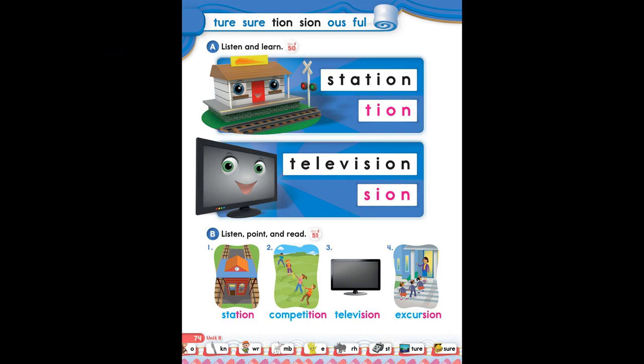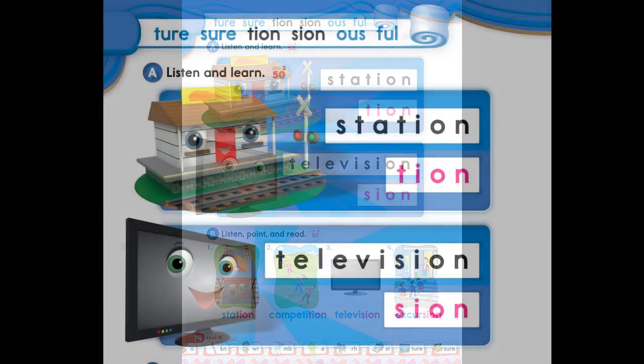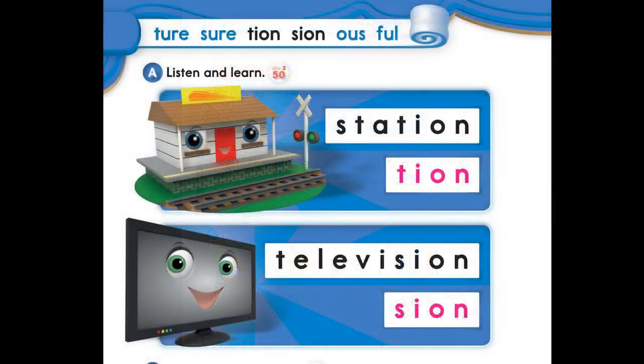-tion, -sion. A. Listen and learn. This is a station. What is the ending sound in the word station? Shun. That's right. Shun. Station. This is a television. What is the ending sound in the word television? Zhun. That's right. Zhun. Television.